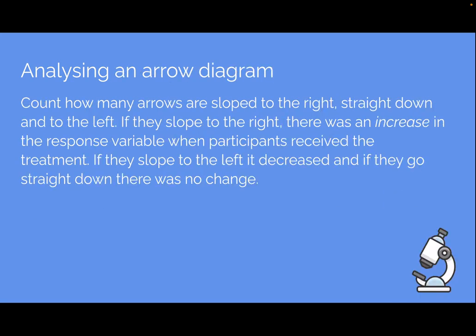So, analysing an arrow diagram. You've got to count how many arrows are sloped to the right, straight down, or to the left. If they slope to the right, there was an increase in the response variable when participants received the treatment compared to the control. And if they slope to the left, there was a decrease in the response variable. If it goes straight down, there wasn't any change.